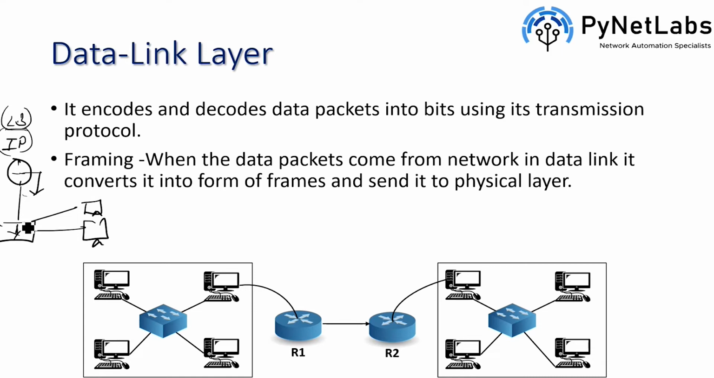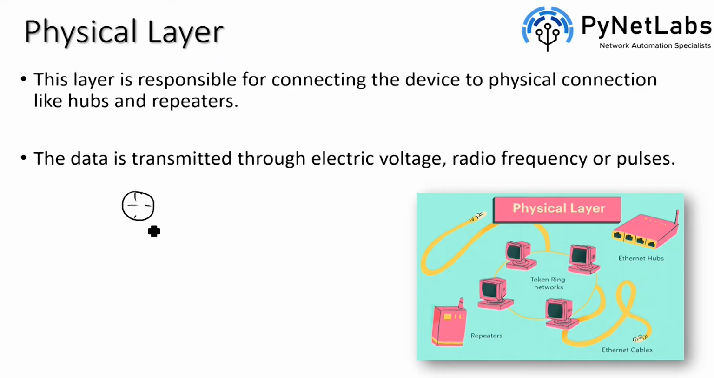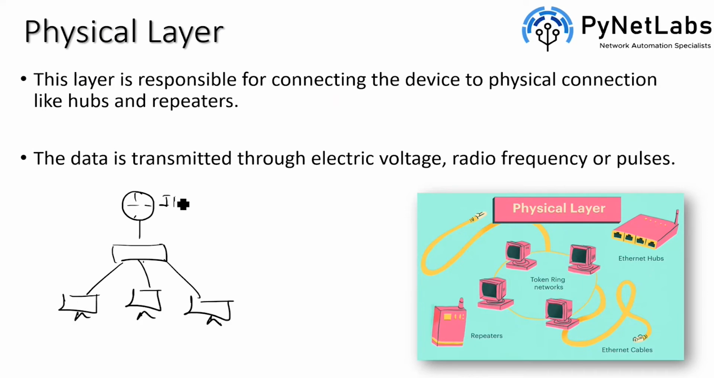It also encodes and decodes the data packets and frames into bits for transmission. For example, let's say we have this router connected to a switch, and this switch is connected to multiple machines. You all know that the router works on IP and the switch works on MAC. Whenever the packet reaches the router, the router will understand that this is a packet having this source IP and destination IP. For example, this machine has requested, so the router will forward that packet to the switch.